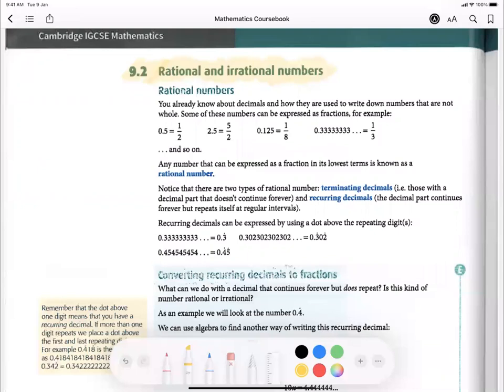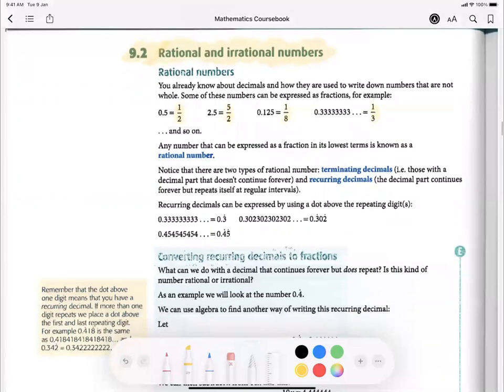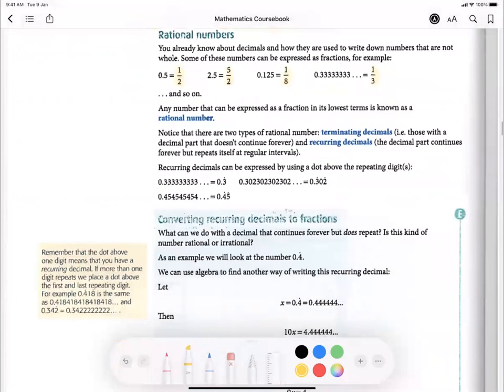If you can write it in terms of a fraction, or you type it in your calculator and you can change it to a fraction, then it is considered to be a rational number. Like 1/3, 1/8, 5/2, all these are considered to be rational numbers. However, there's something called terminating decimals, meaning that for rational numbers, you will see numbers that stop, they terminate at a certain number. So that's what we call terminating decimals.